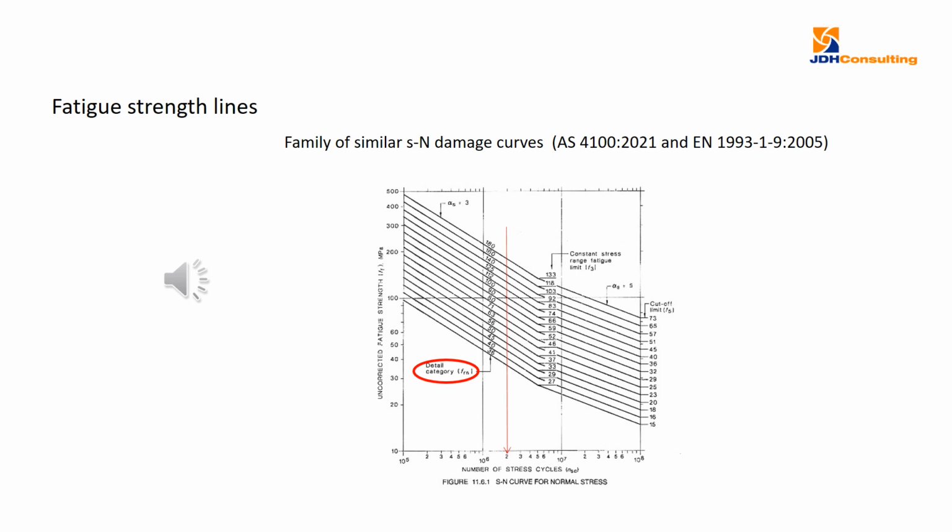The first segment, with a slope of -3, goes from 10 to the 5th to 5 by 10 to the 6th cycles. Then there's a slope of -5 from 5 by 10 to the 6th to 10 to the 8th. And then beyond 10 to the 8th, the slope is 0.